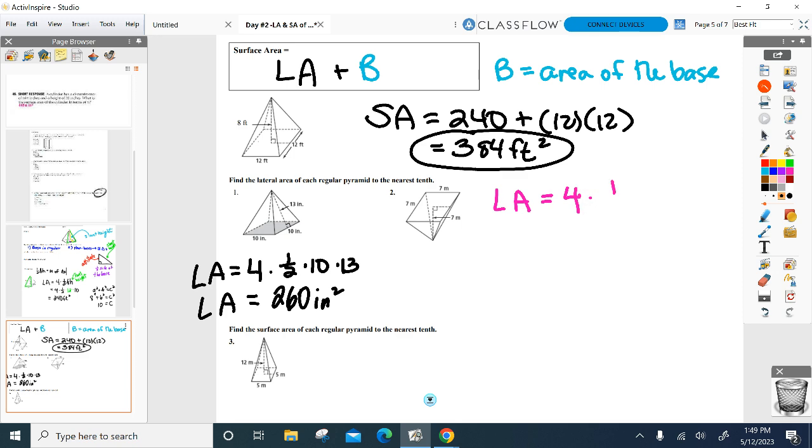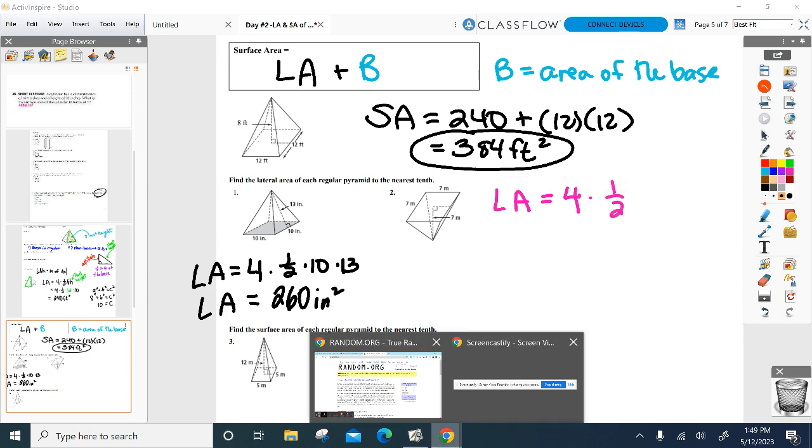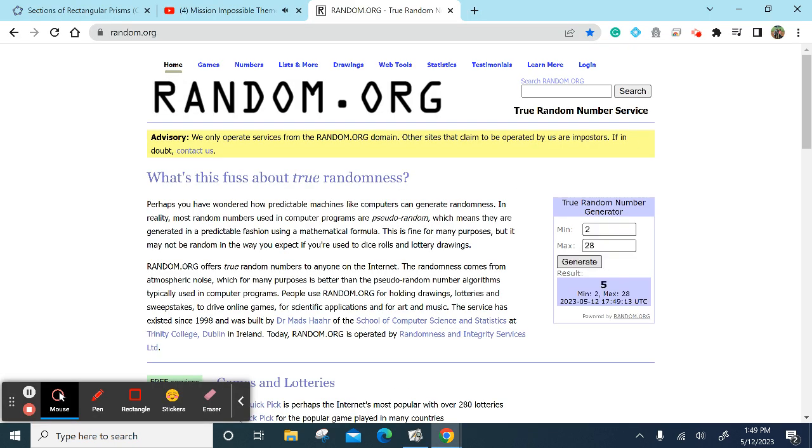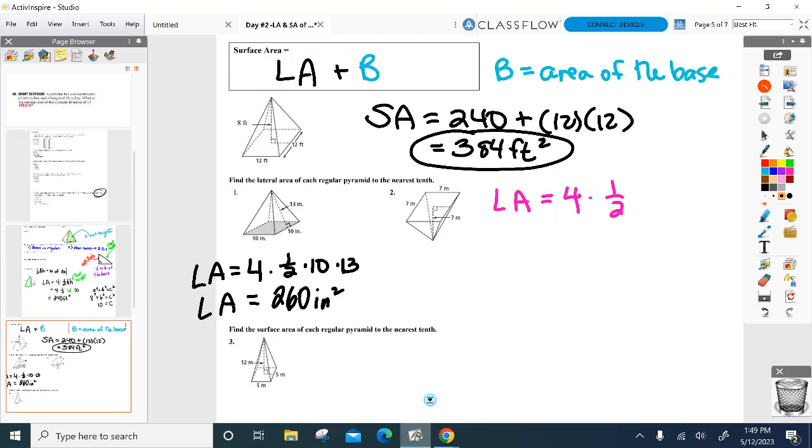4 triangles. 1/2. What's the base of one of those triangular faces? 7. Times. Ooh, height is not given, right? Everyone see the 7 with the arrow pointing to it? That's the height of the pyramid. I want slant height. So I got to go back to pi tag.